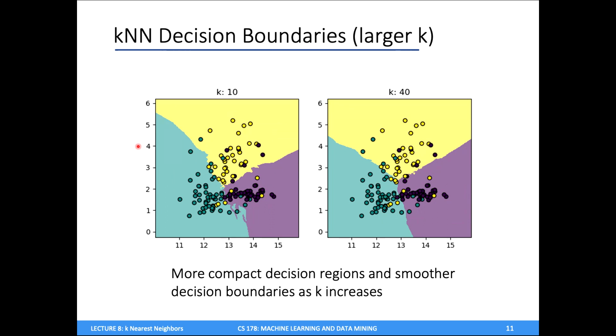If you increase k a little bit more, so if we make k, say, 10 or 40, what you should notice is that these decision regions kind of smooth out. They become a little bit more simple, and a little bit more compact. So in essence, this value of k, this number of neighbors, is one way you can control the complexity of your model. So when you hear model complexity, you should think of things like overfitting and underfitting.